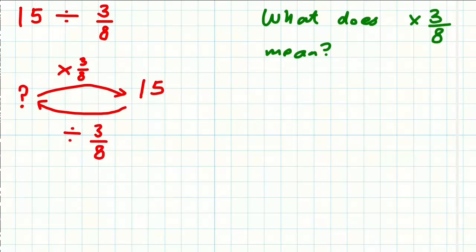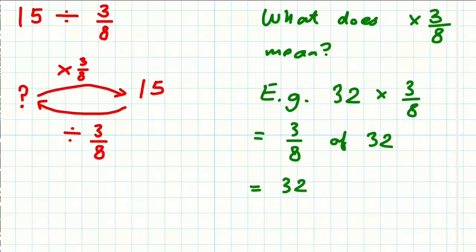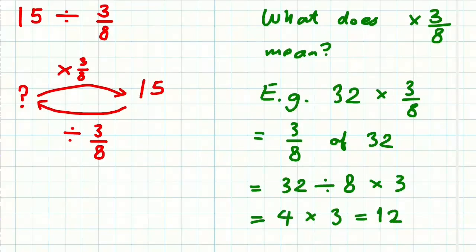Before we divide by 3/8, let's remind ourselves what multiplying by 3/8 means. So for example, suppose we took 3/8 of 32, this would mean we divide 32 by 8 and multiply by 3. So remember, divide by the bottom, times by the top. Now 32 divided by 8 would be 4, so it's 4 times 3, this would give us the answer 12. So we need the answer to be 15. So obviously our answer to 15 divided by 3/8 is not 32.